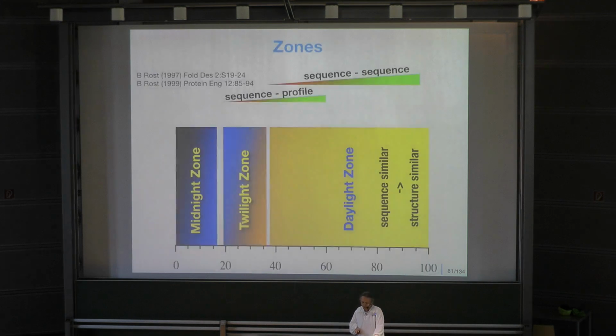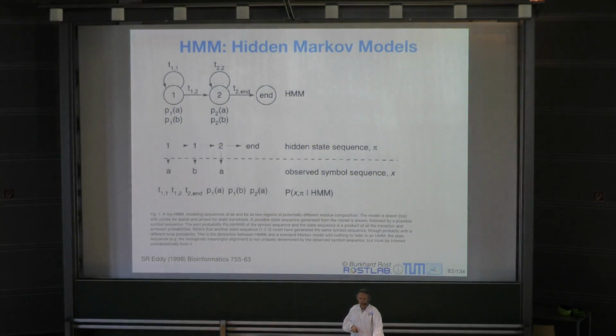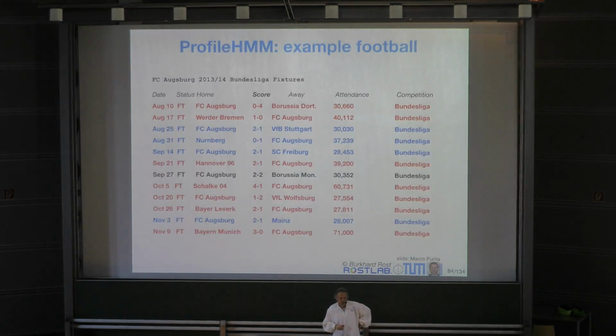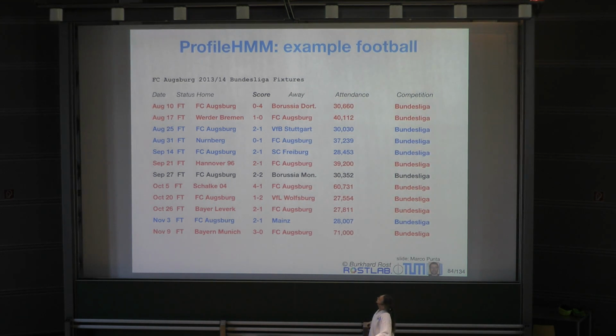Then there's the hidden Markov model, and again, these methods are trying to get deeper into the twilight zone. Hidden Markov model, essentially you have a state, 1, 2, and then you have a transition probability to another state, or transition back to itself. For instance, here is an example for football, from a season a few years ago, a particular team in the vicinity of Munich playing Augsburg, and it shows the score, it shows the home team, when they play away, it shows the number of people in the stadium and a date.